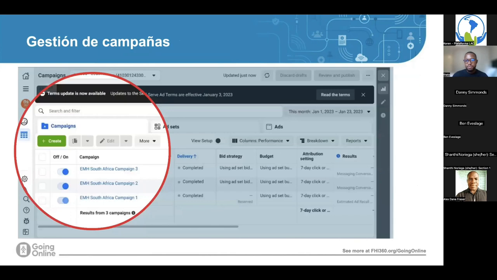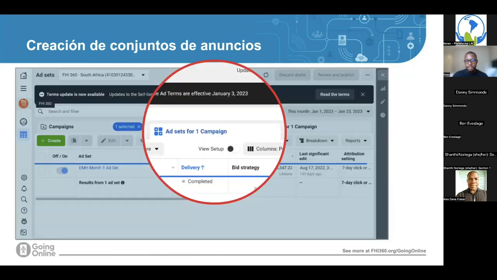This is just a visual representation of what the campaign section looks like on Ads Manager. Next slide, please. The ad set section looks a little bit like this as well. This is where you define your audience, you choose the types of interests that they associate with, and so on and so forth. Next slide, please.